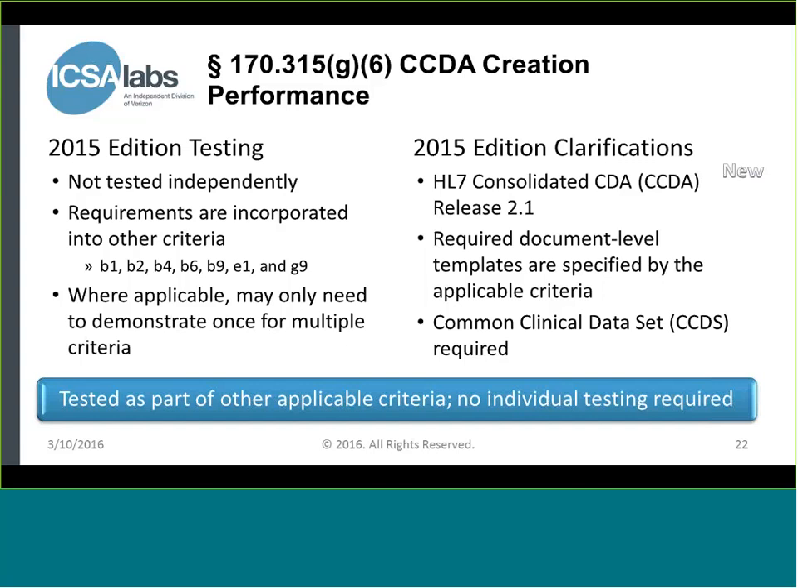If you've been following along on the other slides or the other webinars we've given, you're probably aware by now that for the CCDA, they've updated to release 2.1, and the Common Clinical Data Set now replaces what used to be known as the Common MU Data Set. Those are both changes that apply to this and pretty much any of the other criteria that deal with the CCDAs. And as I mentioned before, the document level templates are specified in the applicable criteria. So G6 isn't going to tell you which document level templates are required by B1. You're going to have to go look at B1 to see which document level templates are required at that criteria.